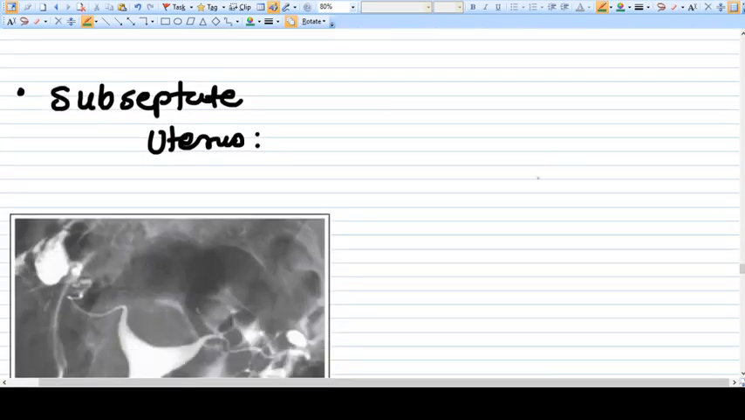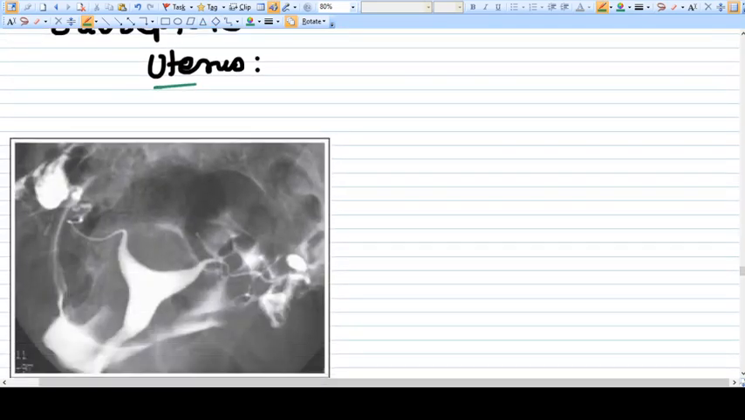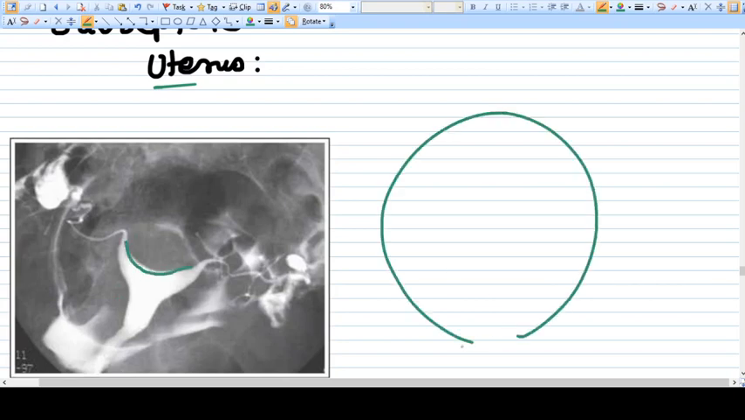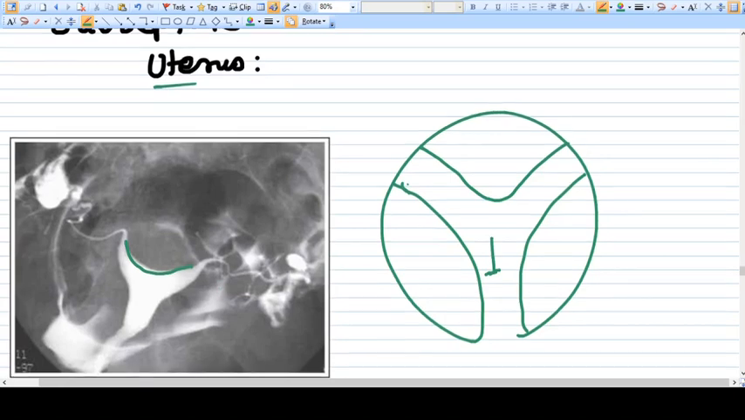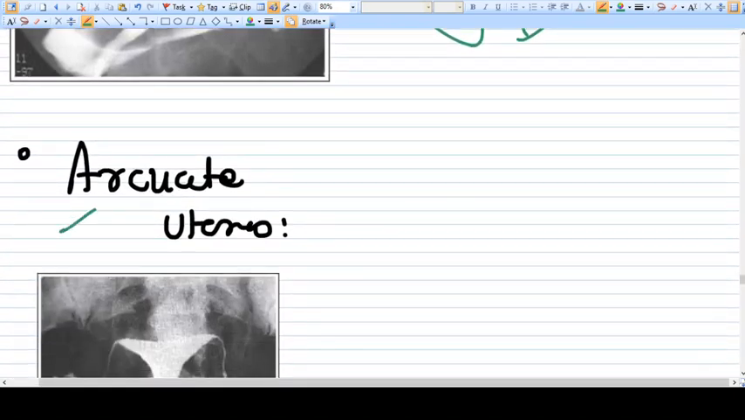Now the subseptate uterus, in which the septum is not fully formed. So this, my friends, is a subseptate uterus. This is a septum. The uterus is seen very good outside, but what we can see here is a septum. So this is the cavity we can see here. This is the septum.